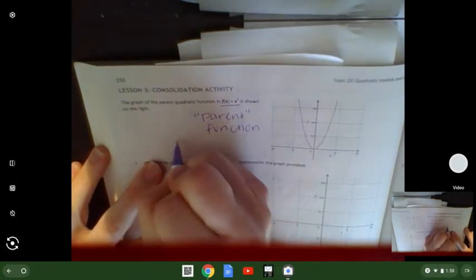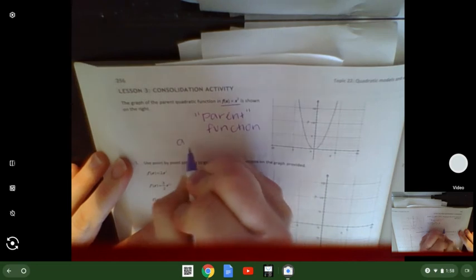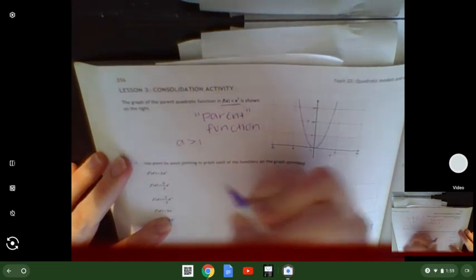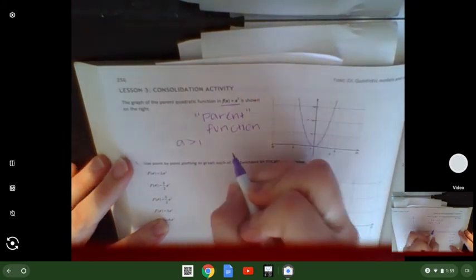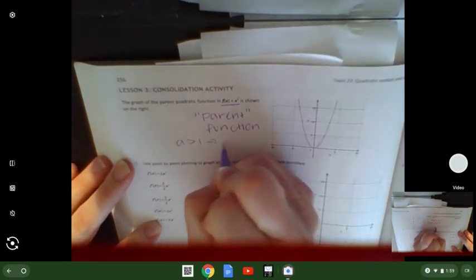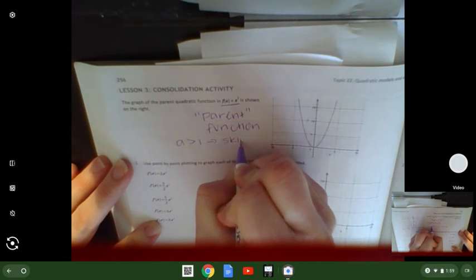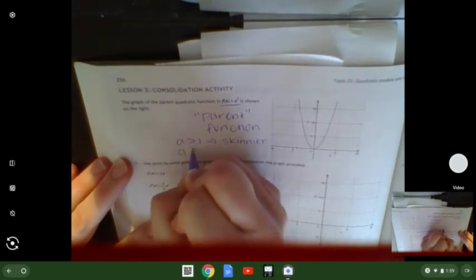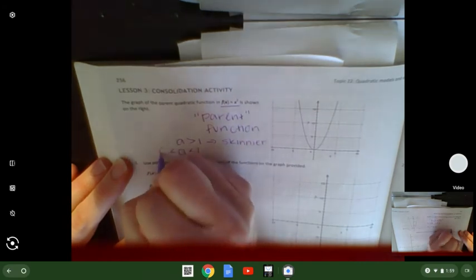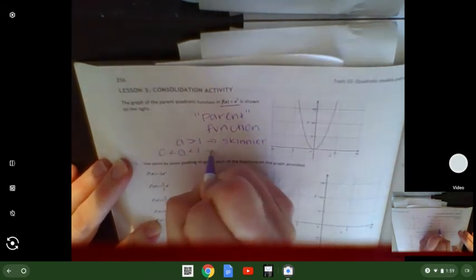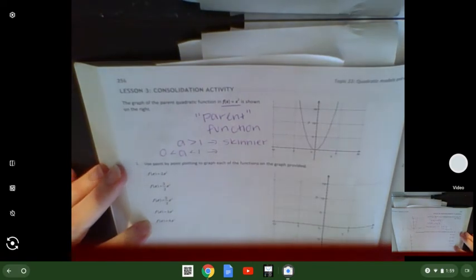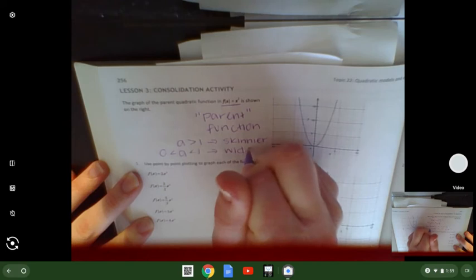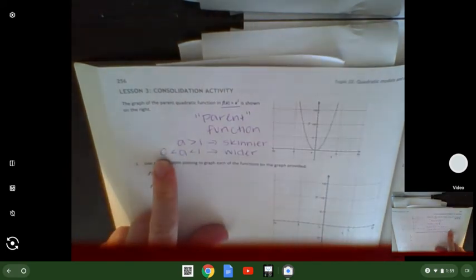We said for a values that are bigger than 1, so 2, 3, 7, 10, if you work out twice as much, 10 times as much, you are going to get skinnier. And if you have a values that are between 1 and 0, they widen your parabola. If you work out a third as much, if you work out half as much, you are going to get wider.